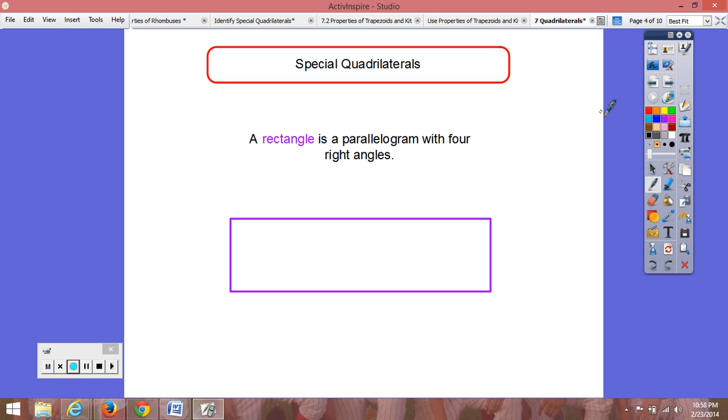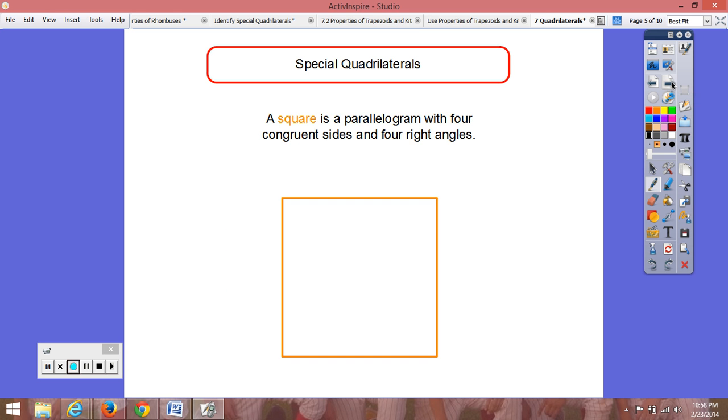Okay, our next quadrilateral is a rectangle, and a rectangle is a parallelogram with four right angles. So again, you want to mark these parallel sides, 'cause it's a parallelogram first and foremost, and then four right angles. And make sure that an angle is marked as a right angle before you just assume it is. Okay, you can't just assume an angle is a right angle if it does not have that symbol there.